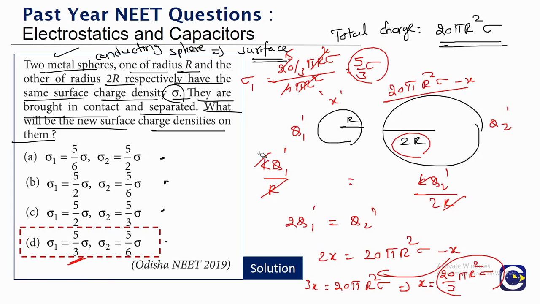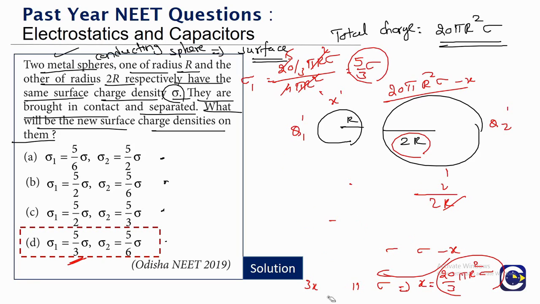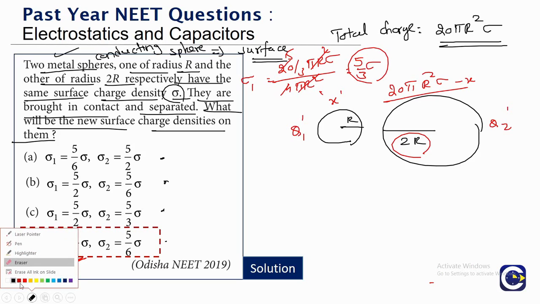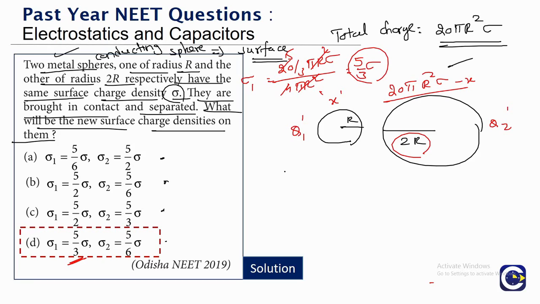We can also do the other thing. The other thing is finding the surface charge density on the second sphere. For the second sphere, what is the charge value? 20 pi r square sigma minus x, right? So which means what? Q2 dash is what? 20 pi r square sigma minus x.